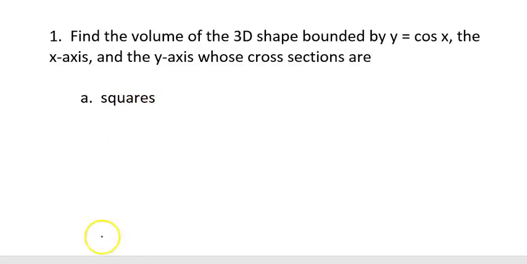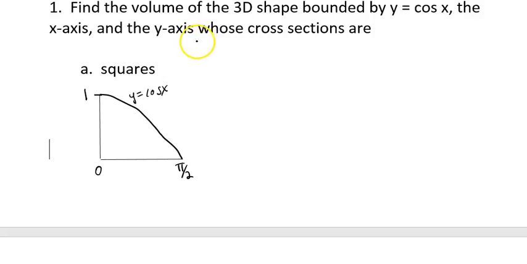So the first thing we want to do is graph this. We've learned about the graph of cosine in previous math classes. We know that it starts at 1 on the y-axis, and it's going to cross the x-axis at pi over 2. And that's all I need of this because they tell me that we're bounded by the x-axis and the y-axis. And so those are the limits of this graph.